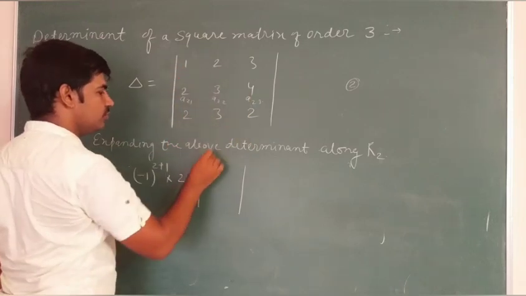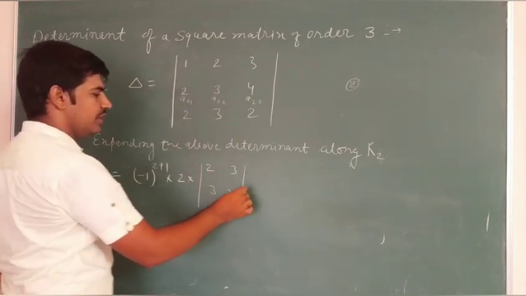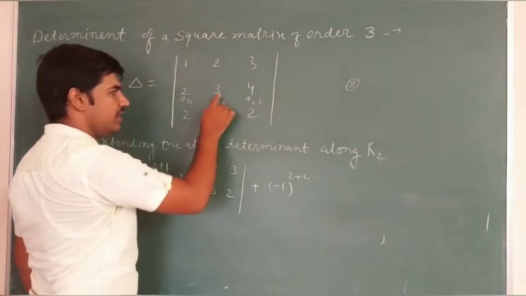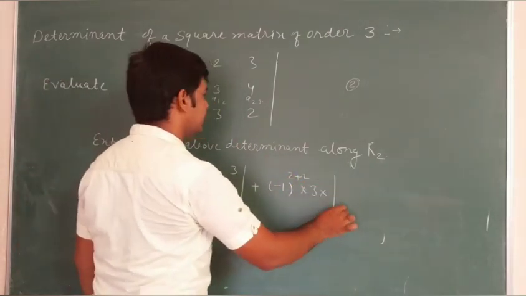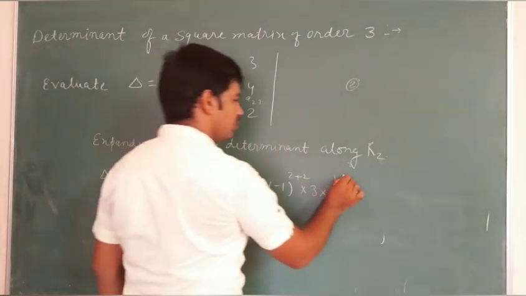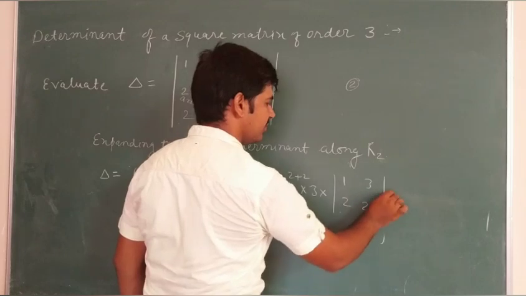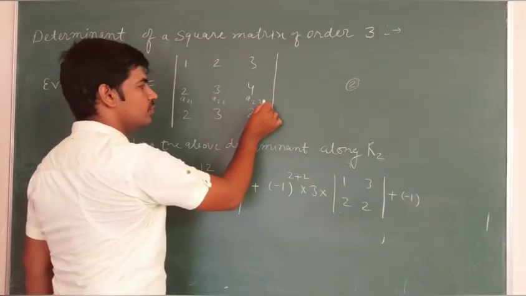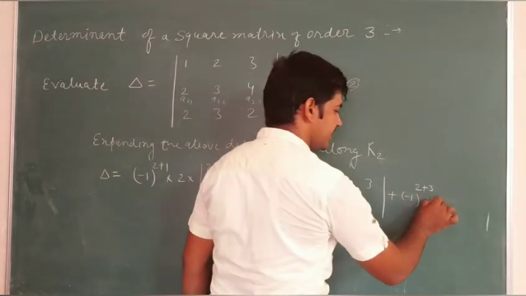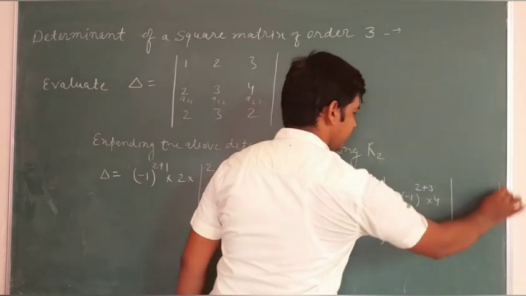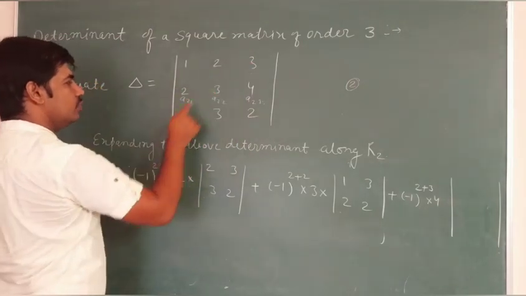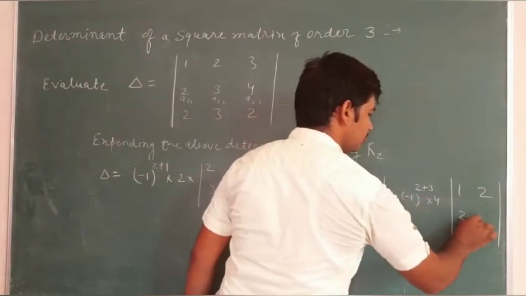So 2 3 3 2. Then plus minus 1 raised to the power 2 plus 2, times the element itself, that is 3, and a determinant leaving the second row and the second column: 1 3 2 2. Then plus minus 1 raised to the power 2 plus 3, times the element itself, 4, and a determinant leaving the second row and the third column: 1 2 2 3.